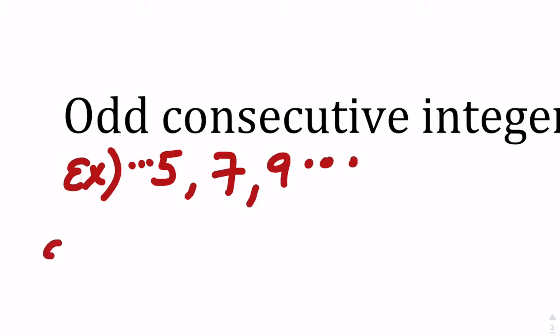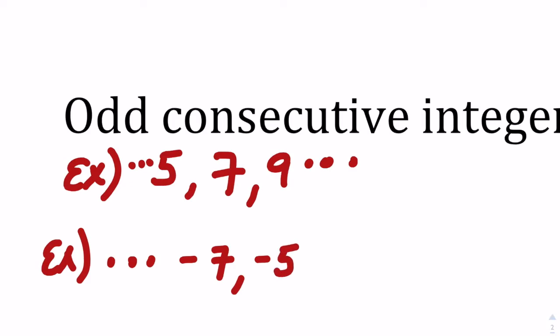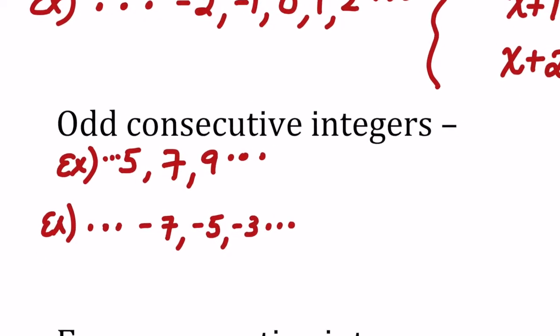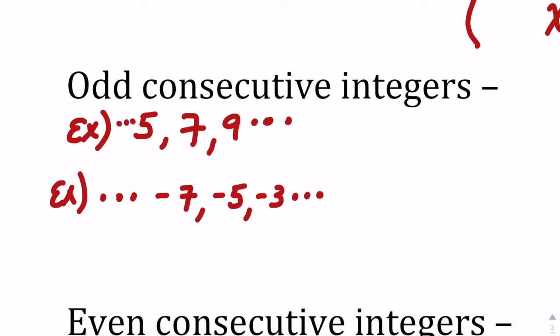You can do negative. You can do -7, -5, -3. You can even cross in between and do this: -1, skipping 0, 1, and 3.